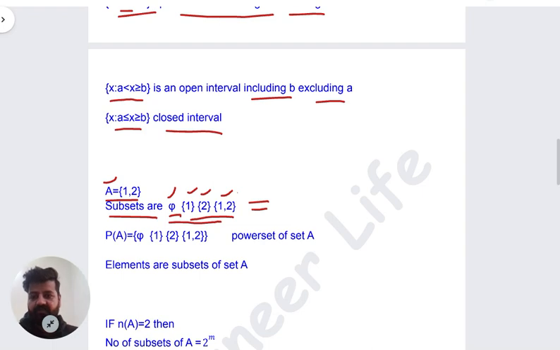I write down 4 subsets of set A. Yes. And now, yes, my dear, focus here.